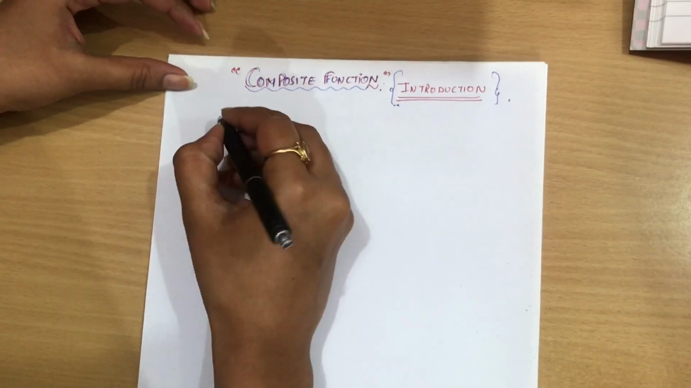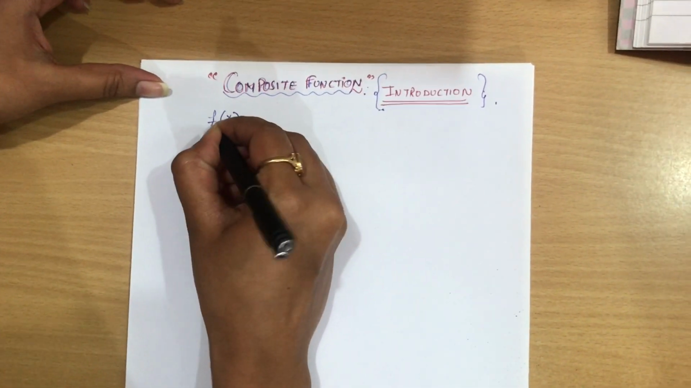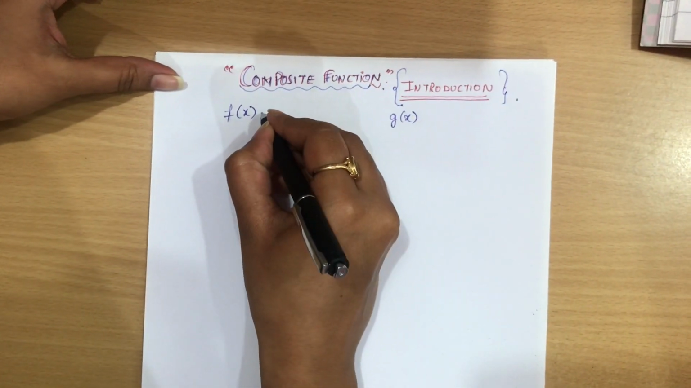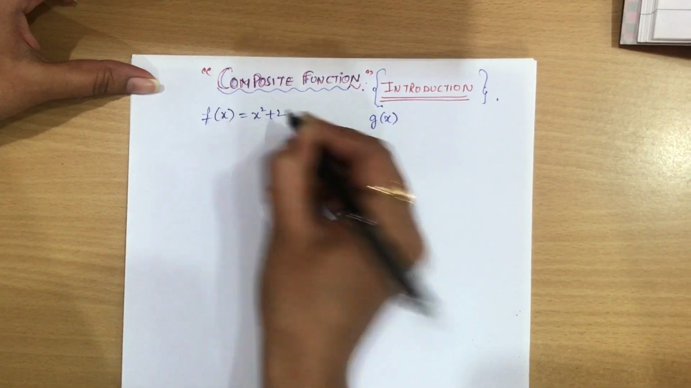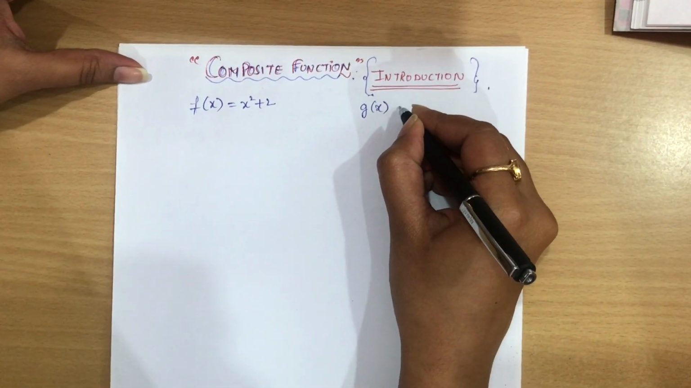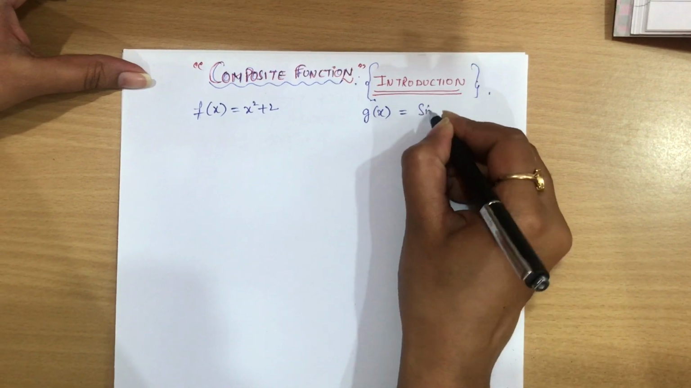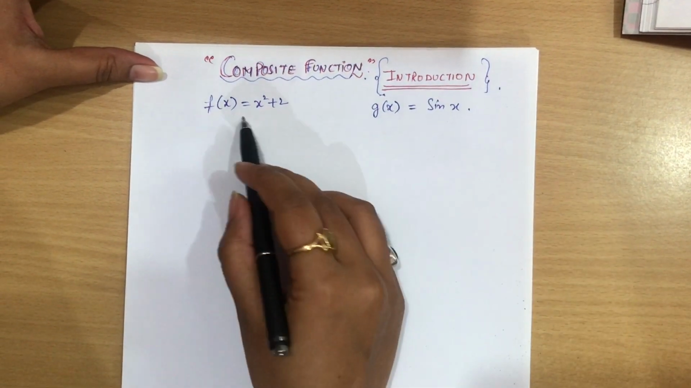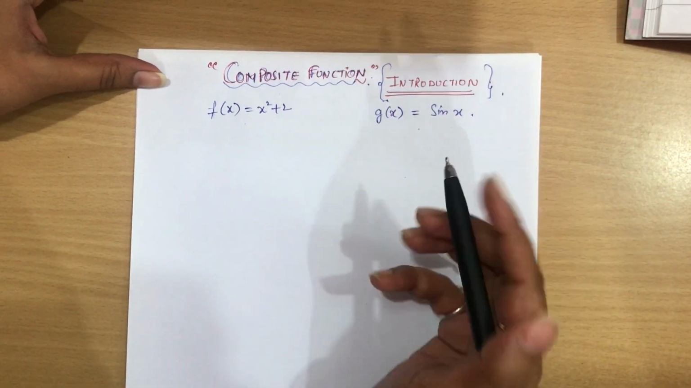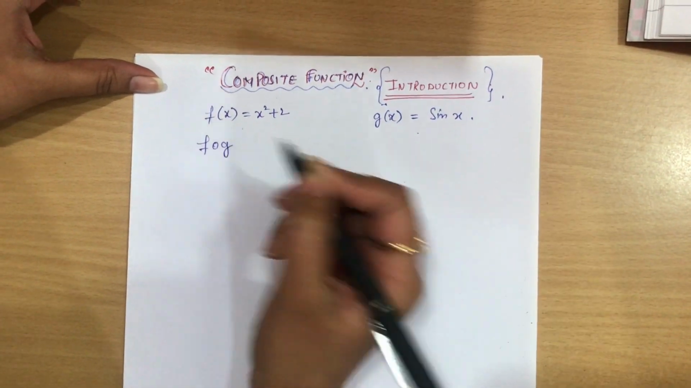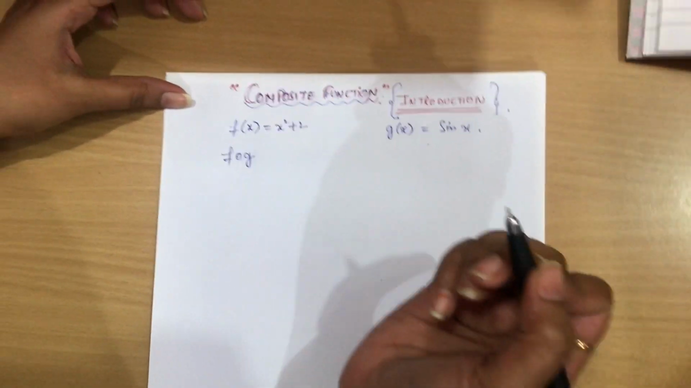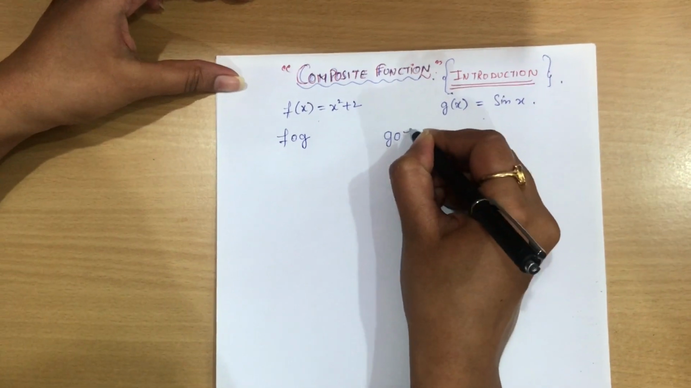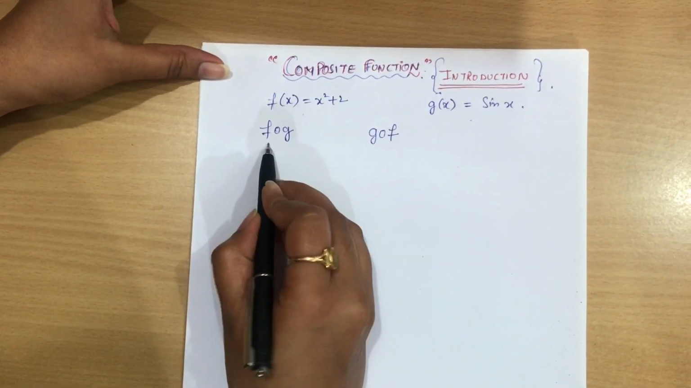So let's take two functions. First function is f of x and second function is g of x. The function f of x is defined by x square plus 2 and the function g of x is defined by sine of x. You can compose these two functions in two ways. First way is f o g, or f composition of g, and second way is g composition of f. You can read these as fog and gof.